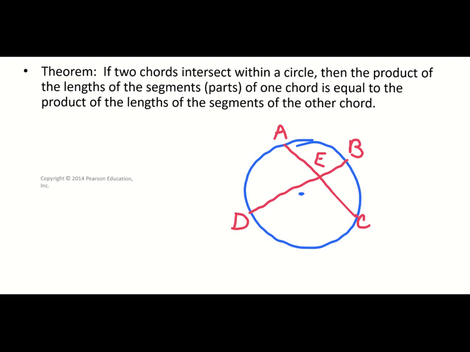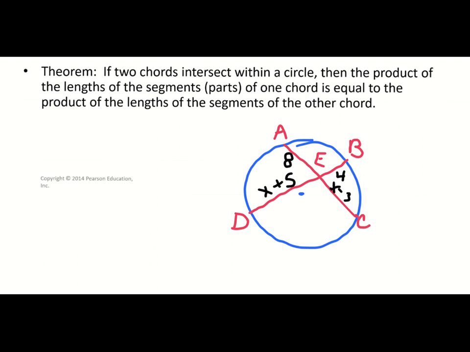AE, we'll make that E right there, is going to be the measure 8. So this is angle AEB, right here, or its vertical angle. And then BE is 4. So here are the measurements of our chords.